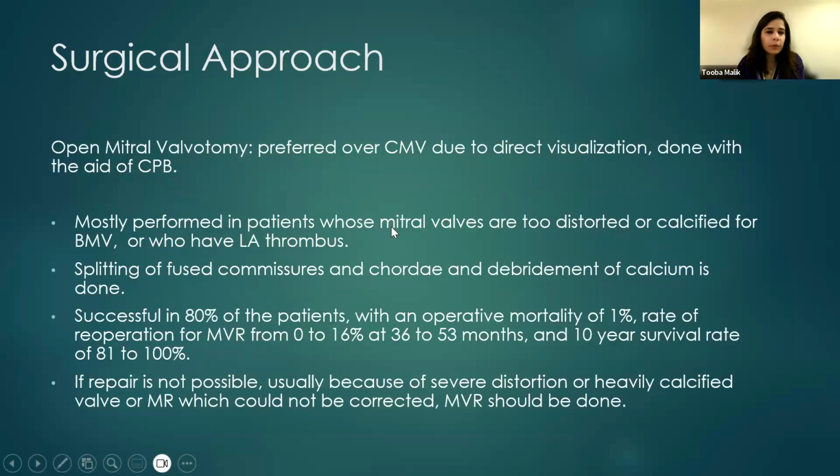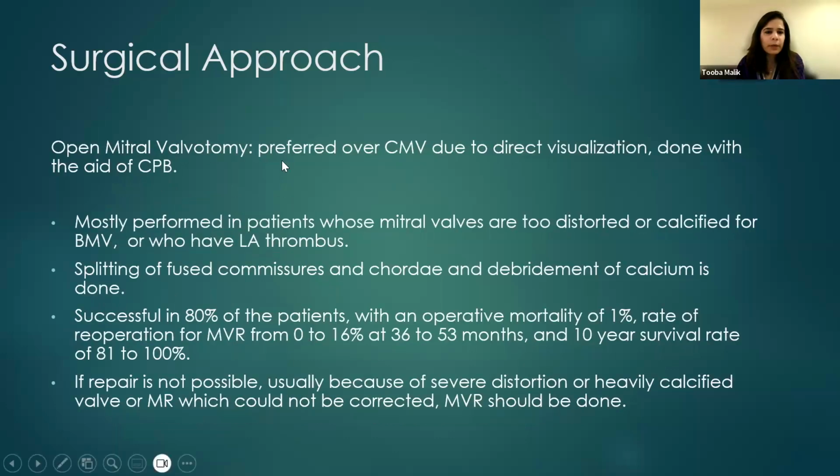And you can do an open mitral valvotomy as well, preferred over closed mitral valvotomy due to direct visualization and done with the aid of CPB, basically. I think it's a sort of a balloon valve that we implant. Mostly performed in patients whose mitral valves are too distorted or calcified for BMV or who have an LA thrombus. So we try and just open the valve up and then put in a new metal valve in.